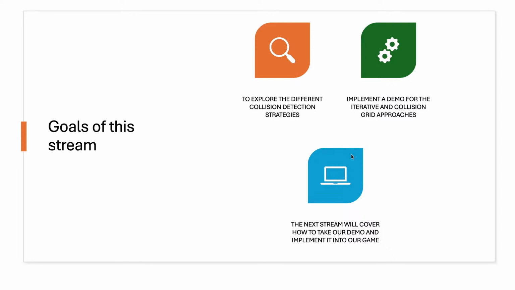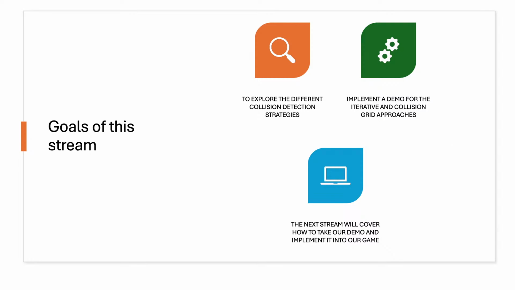So, as you can see, here are our goals: exploring different strategies, as I said, and implementing a demo for the iterative and collision grid approaches. We won't be covering QuadTrees in this video, and our collision grid will be a bit of a naive approach. Next stream we would like to cover how to actually implement these. We'll see about that, but I will experiment behind the scenes and we'll see what we can do.